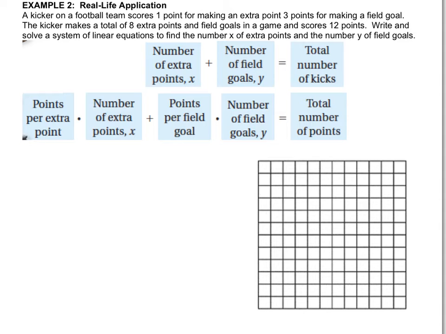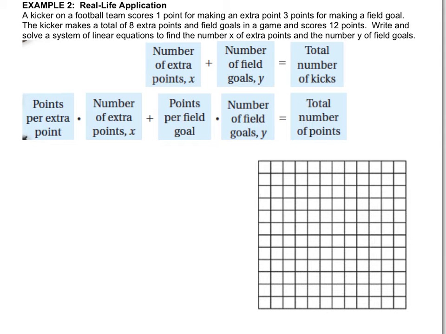So what we have here is two word equations already set up for us, but you'll notice there are two equations. So when I look through the words that you see here, the number of extra points is our x value, the number of field goals is the y value, and this one is our total number of kicks. Okay?